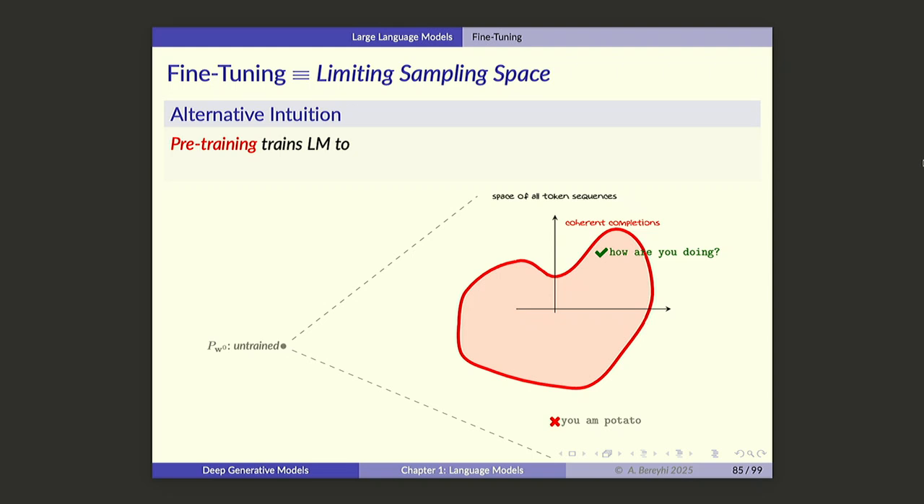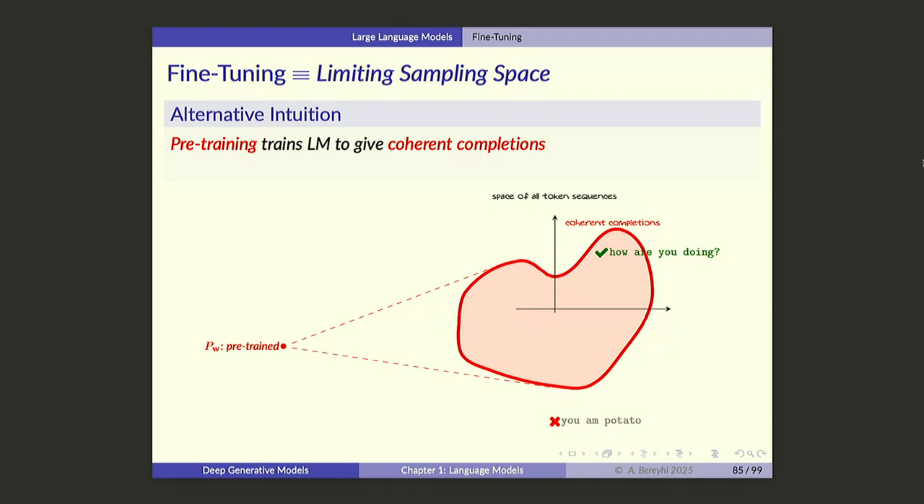So when you are doing pre-training, you're essentially making your untrained model focus on those sequences, to sample from that space. So it's going to sample one coherent sequence. This is what you're doing when you are doing pre-training.